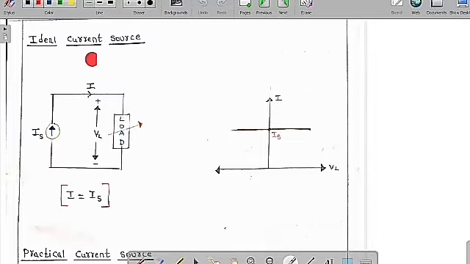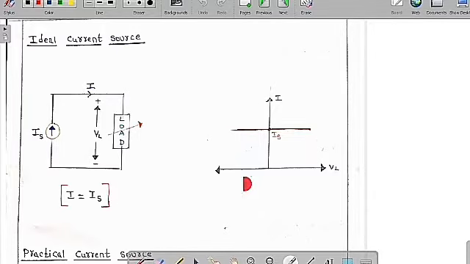So now we are going to learn about the ideal current source. Here is a diagram of the ideal current source, and we are going to connect some load to it. The load is going to draw some amount of current I, and the load voltage is VL. You can see clearly in KCL, the incoming current should be equal to the outgoing current. Therefore I should always be equal to IS.